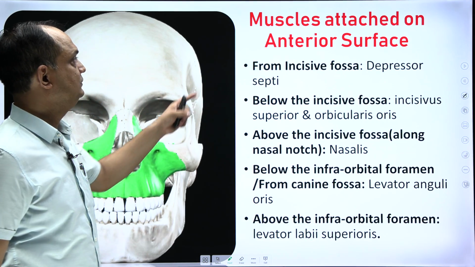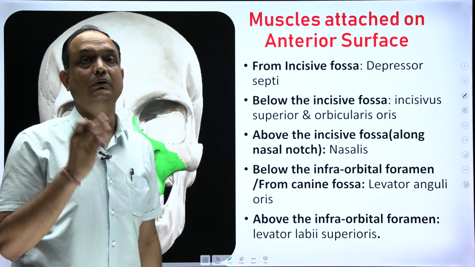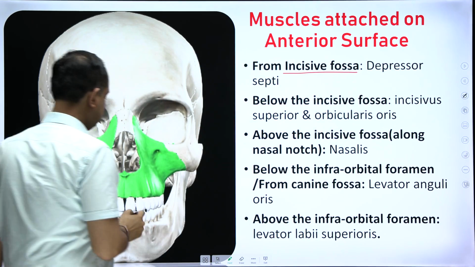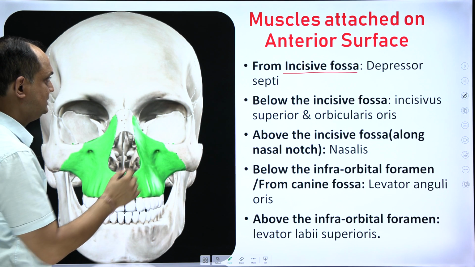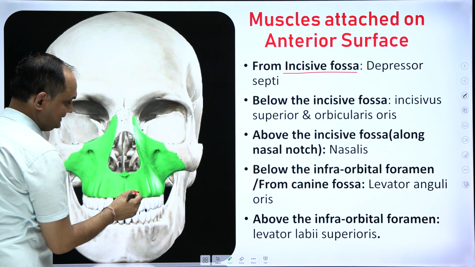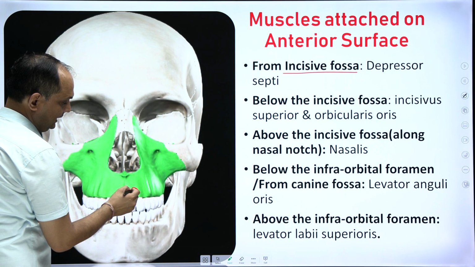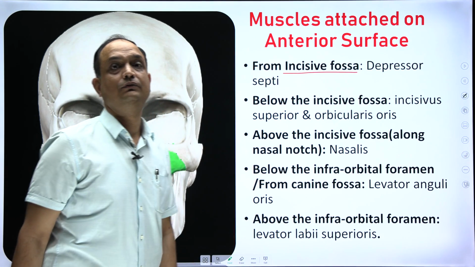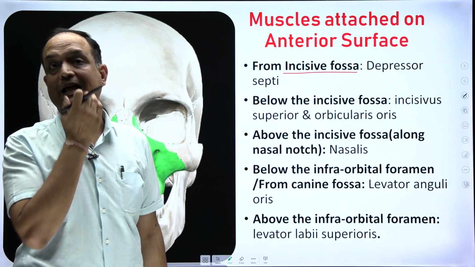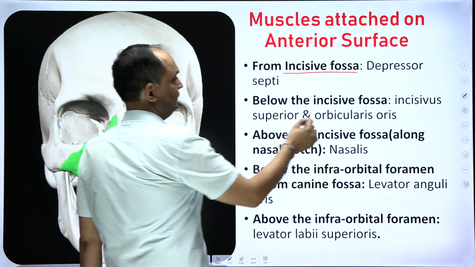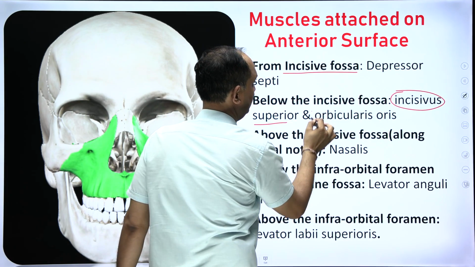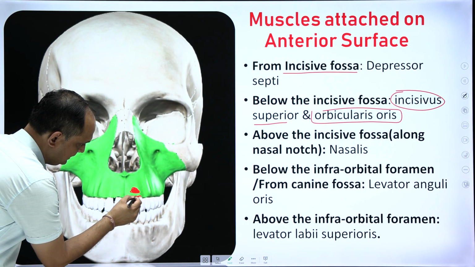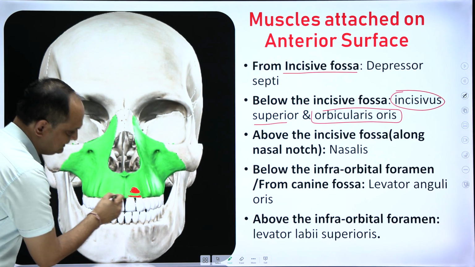Which muscles will you have on the face, particularly on the maxilla? First is the incisive fossa. The incisive fossa, which is medial to the canine eminence, gives rise to a muscle known as depressor septi. So you will have the origin of depressor septi here. Below the incisive fossa, along this alveolar margin, you will have incisivus superior and orbicularis oris.